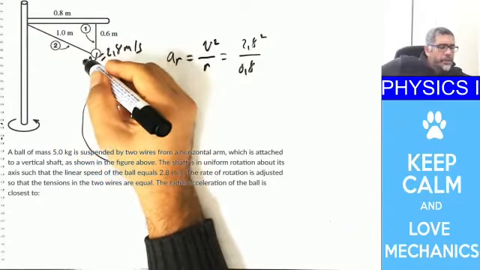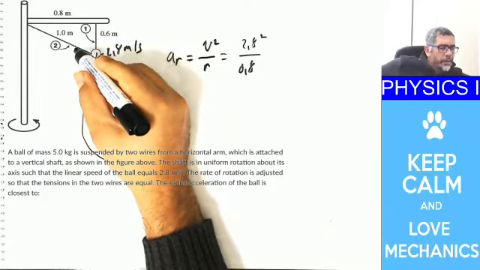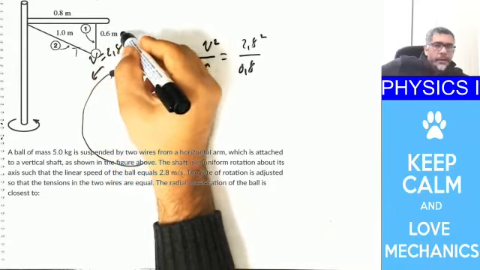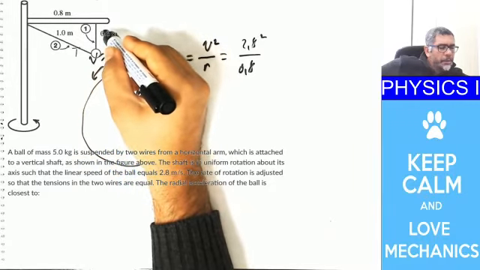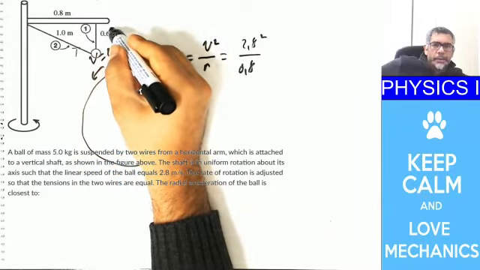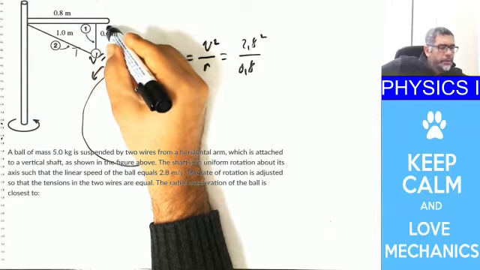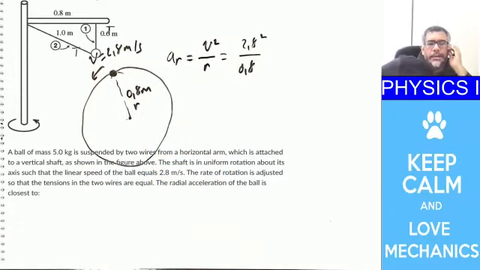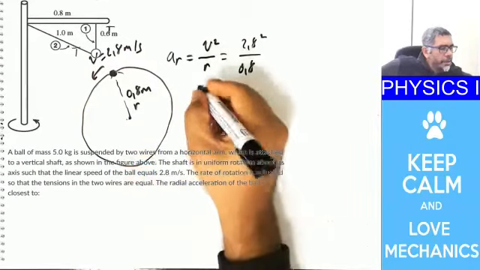Let's call these tensions T, right? Because this is what we usually do. This T, and the tension on the vertical rope is also T. Let me write over here. Okay. Can you find this tension, in newtons, as a magnitude? What is T?